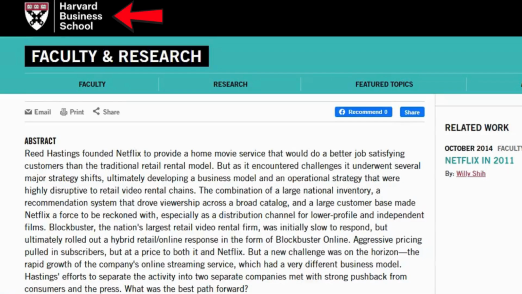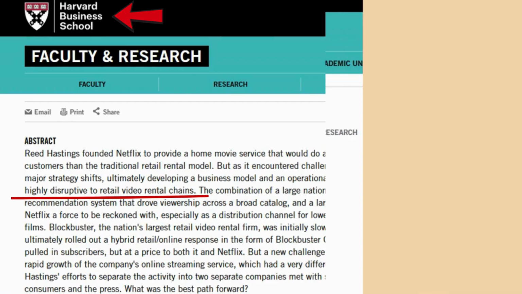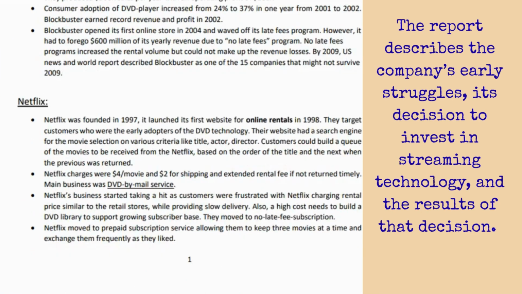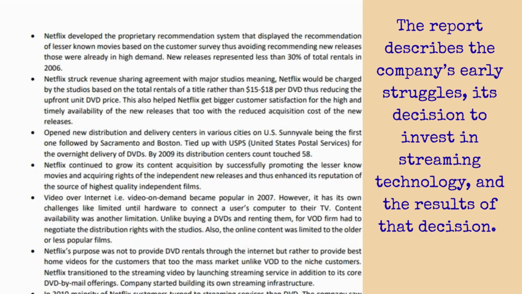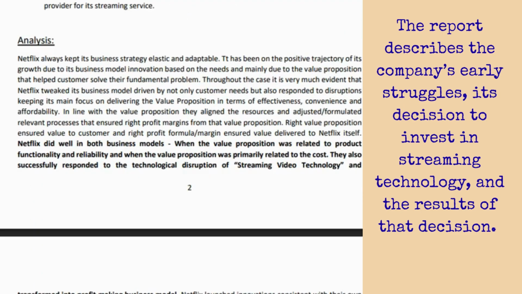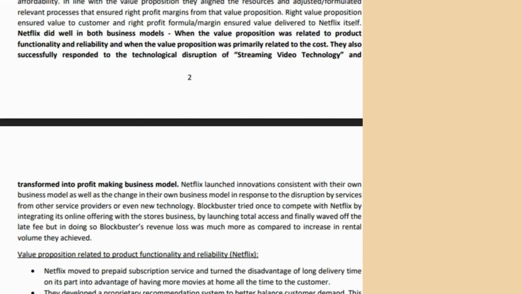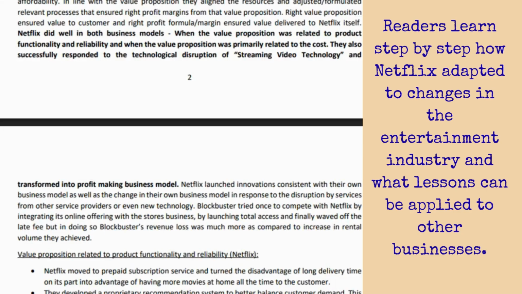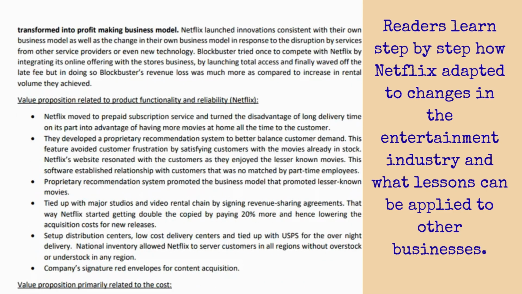For example, a Harvard Business School case report on Netflix explains how Netflix transformed from a DVD rental company into a global streaming service. The report describes the company's early struggles, its decision to invest in streaming technology, and the results of that decision. Readers learn step by step how Netflix adapted to changes in the entertainment industry and what lessons can be applied to other businesses.